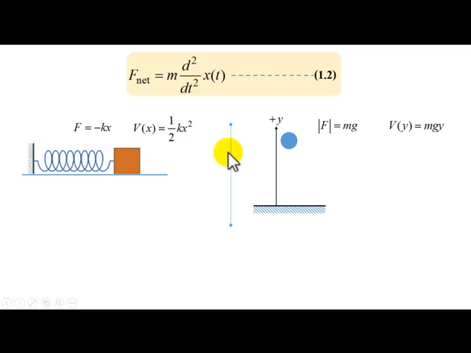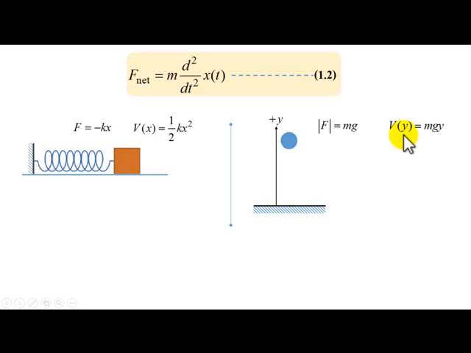Consider a rock moving under the influence of gravity on the surface of the earth. We know that the magnitude of the force is equal to mg, and the potential energy due to gravity, V of y, is mgy. Here, the variable y is the coordinate indicating how high the rock is from the floor.